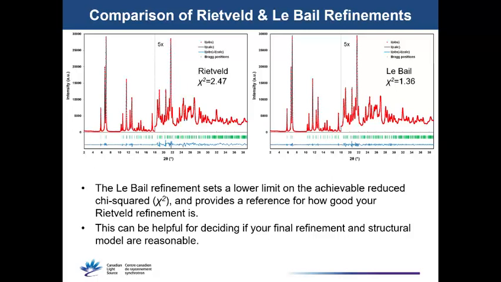You can see here for this example, the difference curve is a little bit flatter for the Lebail refinement than the Rietveld refinement. And the reduced chi-squared value is still well within a factor of 2. It's lower for Lebail, but not too much lower. There's no hard and fast rule, but if your reduced chi-squared for your Rietveld refinement is more than twice as large as for the Lebail refinement, you probably want to take a look at your Rietveld refinement and see if you aren't missing something or there isn't something that can be improved.